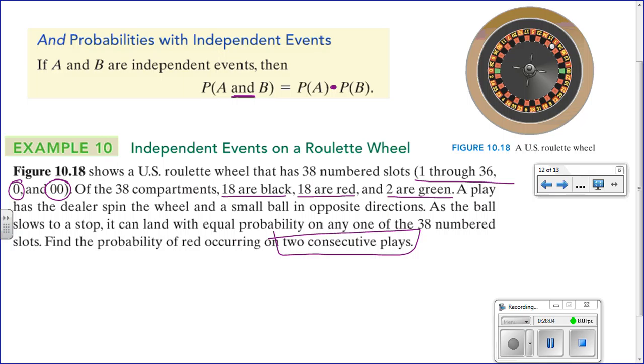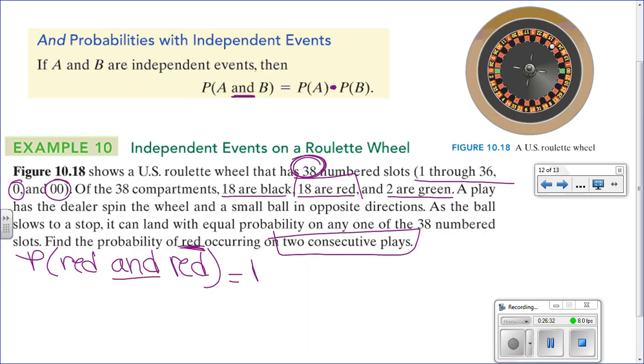So let's see, the question says that you will get red twice consecutively. So how many compartments do we have that are red? We have 18 out of 38. So we want to get the probability of getting red and getting red again. So remember, and implies multiplication in probability. So we're going to get the probability of getting red the first time, and then we're going to multiply by the probability of getting red a second time.